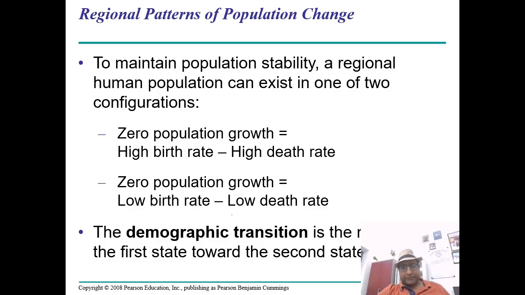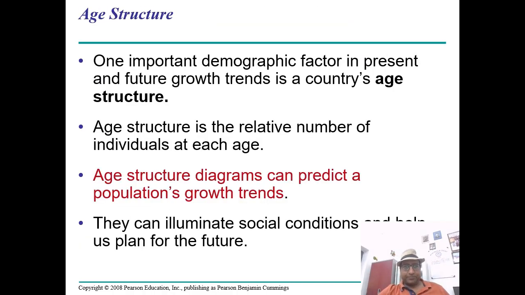But there is demographic transition in the population, which occurs from the first stage towards the second stage in most cases. Age structure is an important demographic factor which shows the present and future growth trend in the country. Age structure is the relative number of individuals at each age. Age structure diagrams can predict the population growth rate, whether the population is growing, stable, or aging. They can illuminate social conditions and also help us for the future.